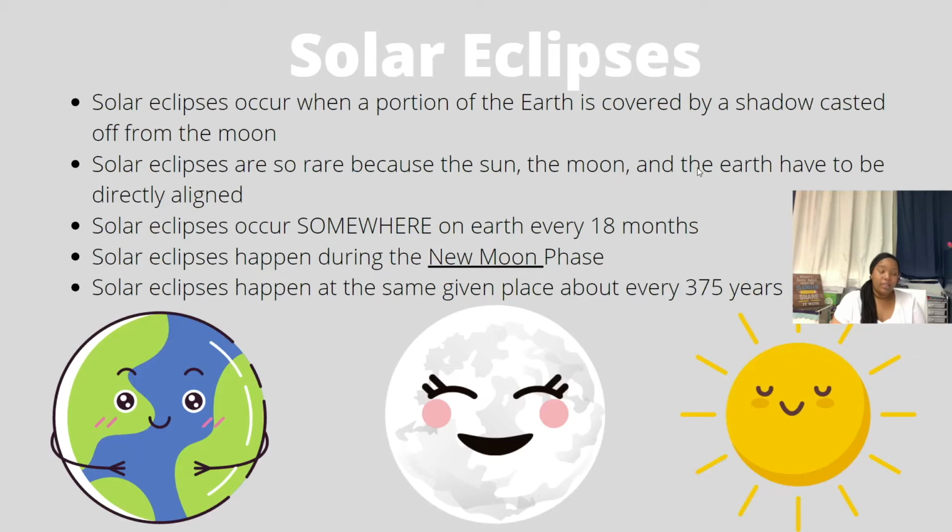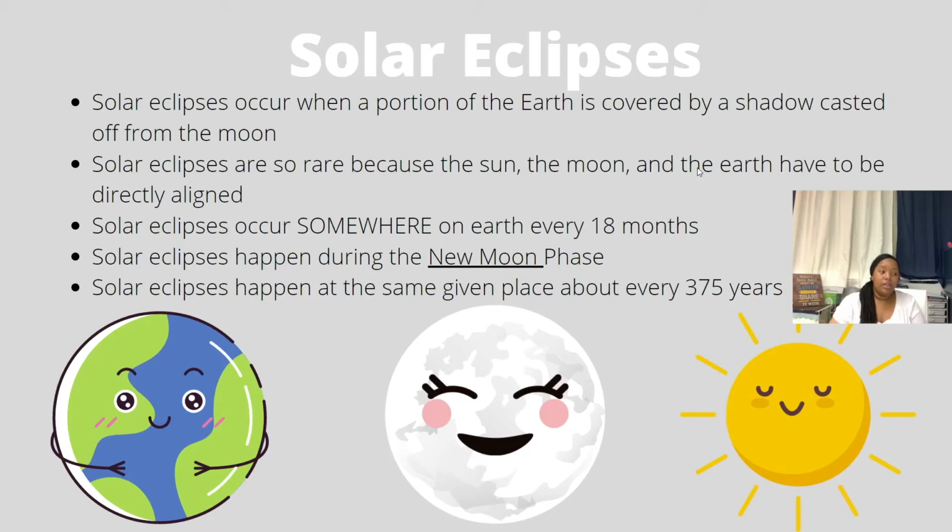Solar eclipses occur when a portion of the Earth is covered by a shadow casted off from the moon. So if you look at our picture here, you can see that the moon is in the middle, soaking up all the good sunshine, and it's blocking the Earth. Solar eclipses are so rare because the sun, the moon, and the Earth have to be perfectly, directly aligned.